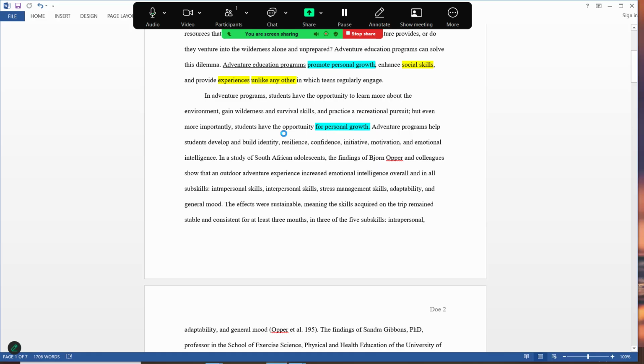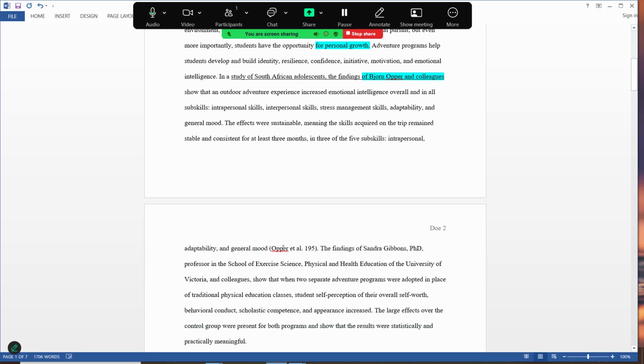And if you continue reading, you'll see she's using a study of South African adolescents, the findings of Bjorn Oppert and colleagues. And you will recognize this from WA1. We're not going to be identifying them as Oppert et al. We're going to list them all completely the first time that we use them in the sentence. I also feel like it really does help if you name your source, your author or article, in the actual sentence yourself. That's being completely transparent. Do you have to? No, you can also use a citation, as you will see she does later on.